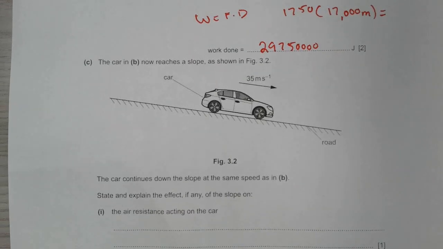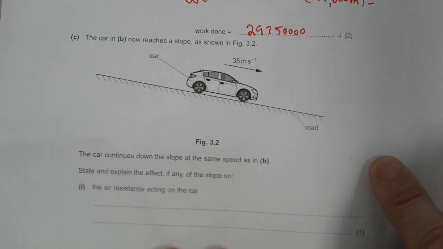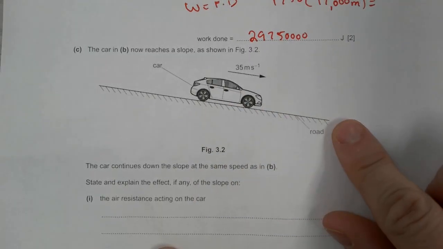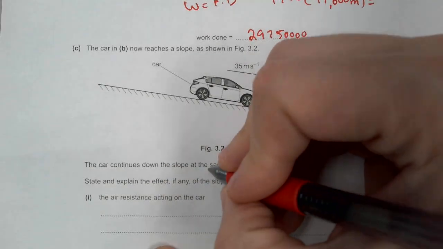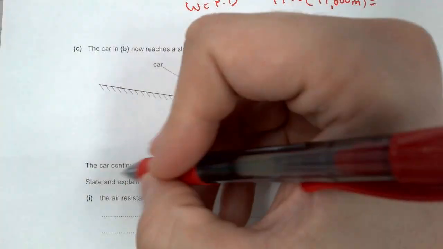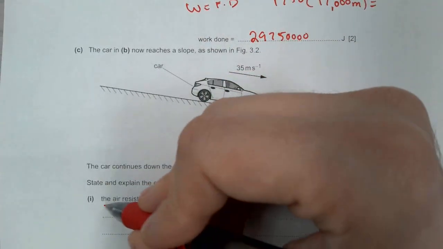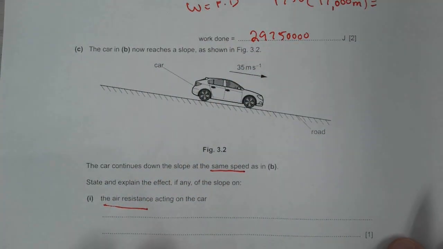All right. Now, the car is moving downhill. The car continues moving at the same speed. State and explain if anything has changed with the air resistance.